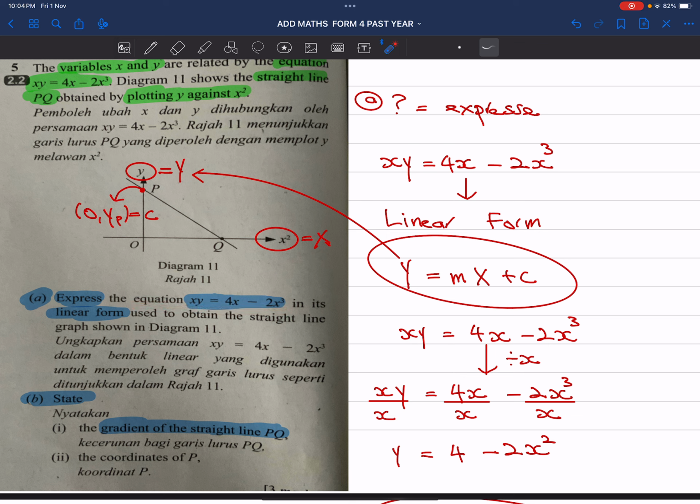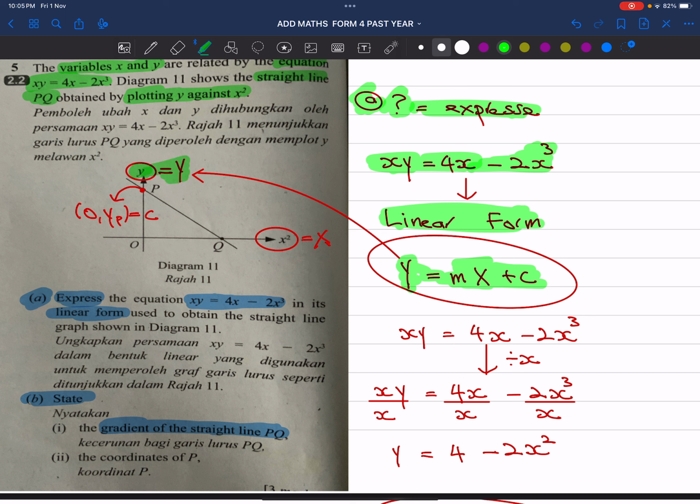As usual, we start from what they ask. Part A, they're asking express xy equals 4x minus 2x cubed in linear form. Now, first of all, we know that linear form is capital Y equals M capital X plus C. Capital Y, we go to the y-axis, the small y is equal to the capital Y. And the x squared is equal to the capital X. Then we complete the diagram.